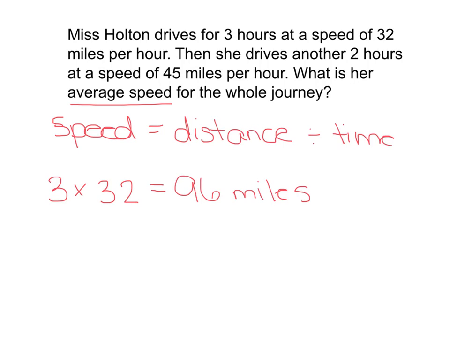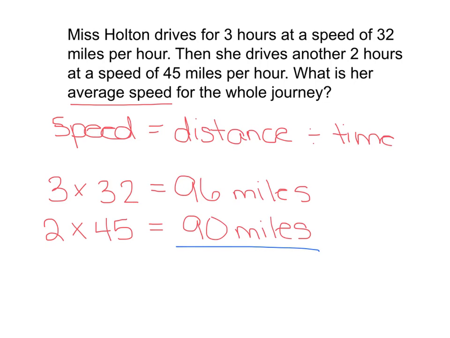The second part of her journey, she drives another 2 hours at a speed of 45 miles per hour. So that means she went 2 hours, she went 45 miles each of those hours. So here she went 90 miles in total in the second part of her journey. So in total, Miss Holton drove 186 miles in total.